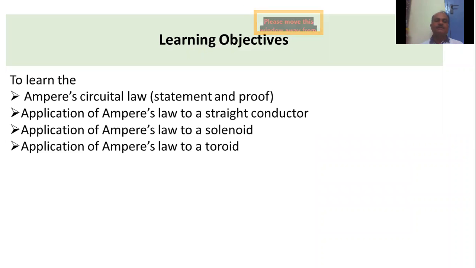So the learning objectives are: the Ampere's circuital law statement will be given and the proof will also be done, and the application of Ampere's law to a straight conductor will be tested, and we will similarly apply Ampere's law to the solenoid and toroid.